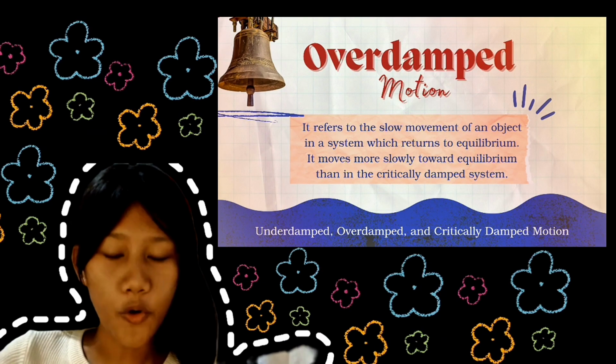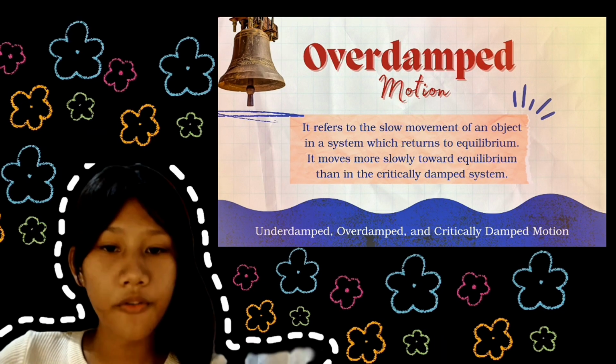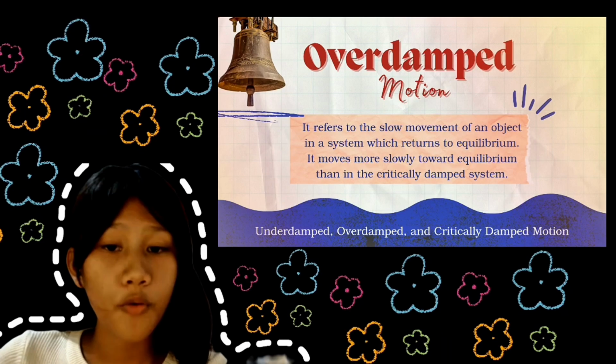However, overdamped motion refers to the slow movement of an object in a system which returns to equilibrium. It moves more slowly towards equilibrium than in a critically damped system. In simple terms, the object doesn't bounce or move back and forth. Instead, it just moves slowly back to its original position. It reaches equilibrium without overshooting, but it takes longer to do so.